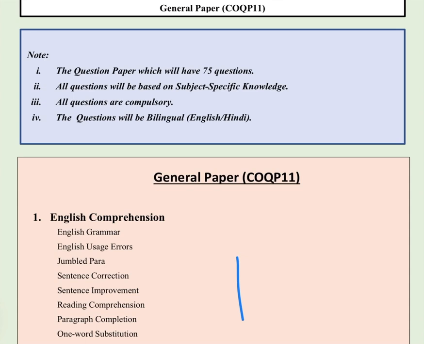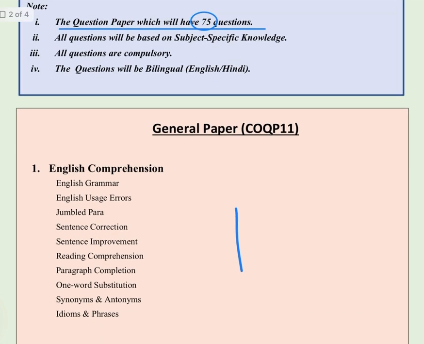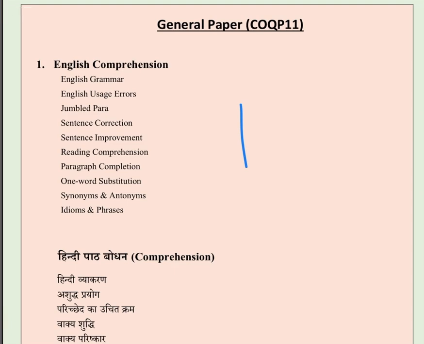So stay tuned. Here the note is the question paper will have 75 questions. By now you must be knowing at least this much of detail that 75 questions will be there, and all questions will be based on subject specific knowledge. So here the subject is library science. All questions are compulsory. The questions will be bilingual, which means Hindi and English both will be printed on the same paper.